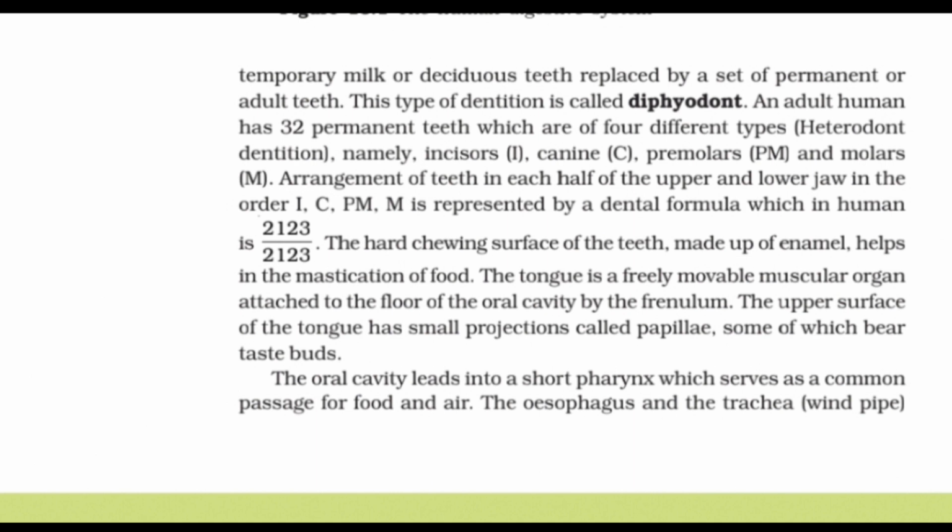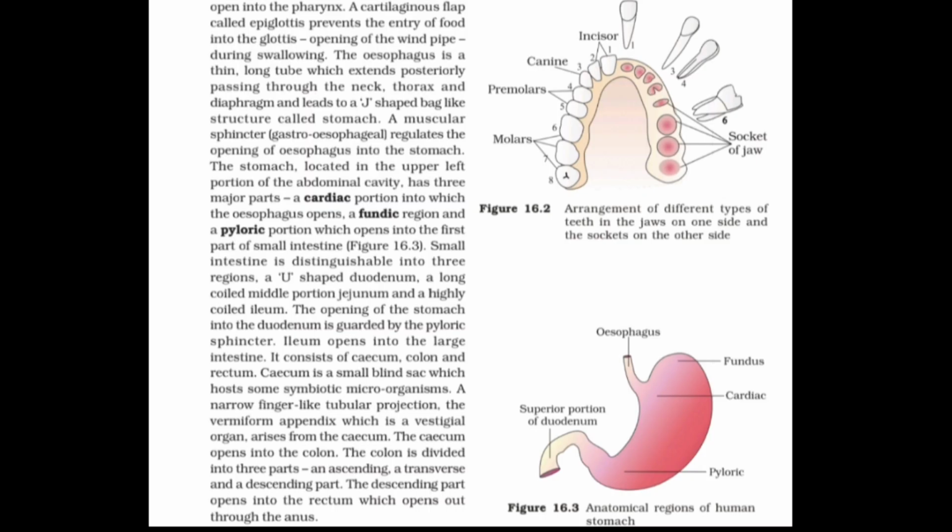The oral cavity leads into a short pharynx which serves as a common passage for food and air. The esophagus and the trachea open into the pharynx. A cartilaginous flap called epiglottis prevents the entry of food into the glottis, the opening of the windpipe, during swallowing. The esophagus is a thin, long tube which extends posteriorly passing through the neck, thorax and diaphragm and leads to a J-shaped bag-like structure called stomach. A muscular sphincter, gastroesophageal, regulates the opening of esophagus into the stomach.